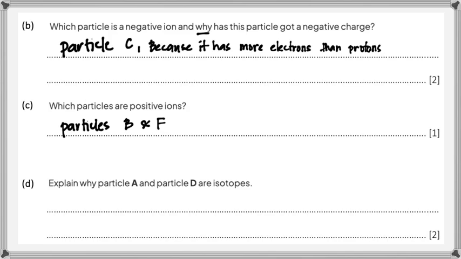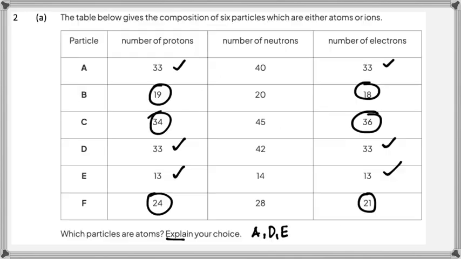Now for letter D, explain why particles A and D are isotopes. By definition, we know that isotopes are elements which have the same number of protons, but they have different number of neutrons or neutron number. And again, looking back at the table, we can say that particle A has 33 protons and 33 electrons, and its neutrons is 40.